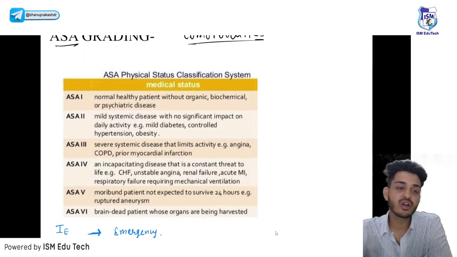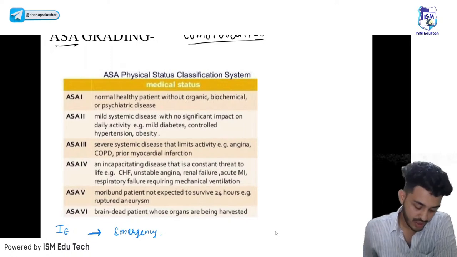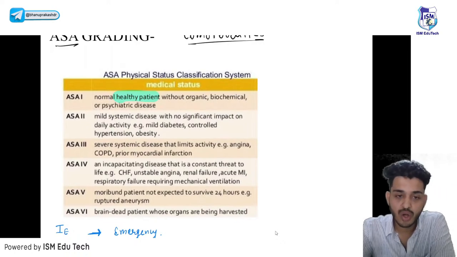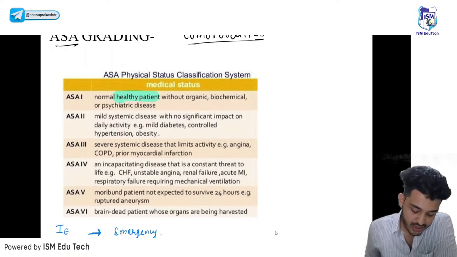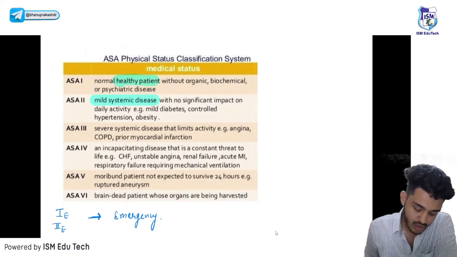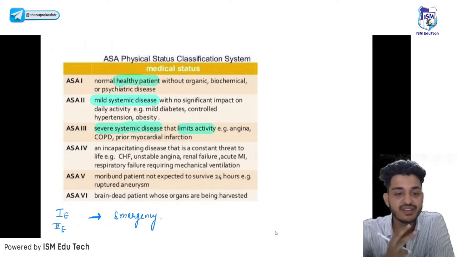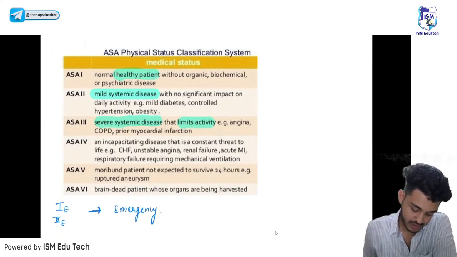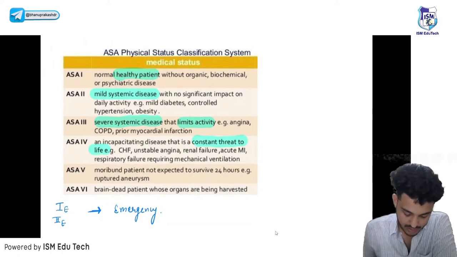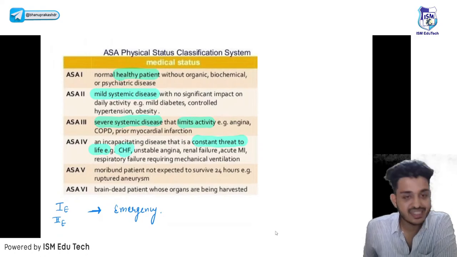Okay, first grade is ASA 1. ASA 1 is a normal healthy patient. ASA grade 2 will be mild systemic disease. ASA grade 3 will be severe systemic disease that is limiting the activity. ASA 4 will be a disease which is a constant threat to life, for example, let's say CHF.